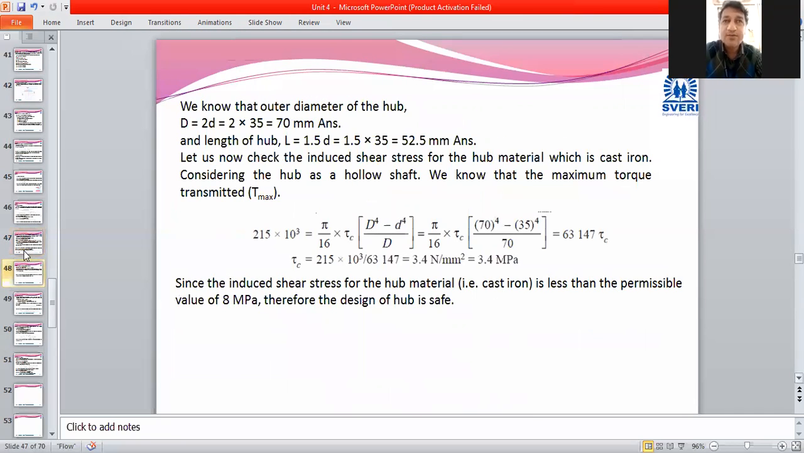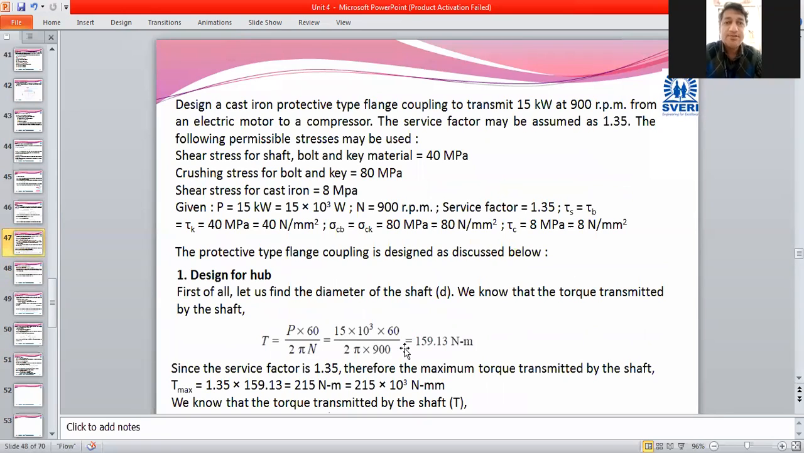Now, first of all, we have to calculate how much torque is to be transmitted by this coupling. So torque T is equal to 60 P divided by 2 pi N, because power is equal to 2 pi N T upon 60. Hence T will be 15 into 10 raised to 3 into 60 divided by 2 pi into 900. So the torque we want to transmit is 159.13 Newton meter. That will later be converted into Newton millimeter, because all these dimensions we are going to calculate in millimeter, and the stresses we use are in Newton per millimeter square.